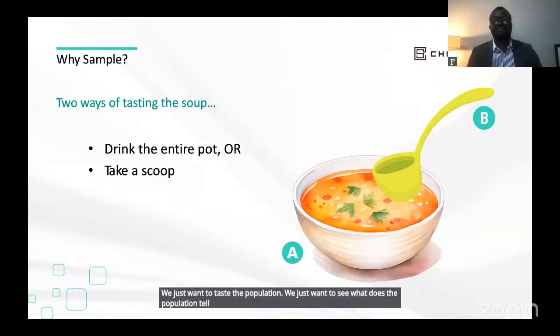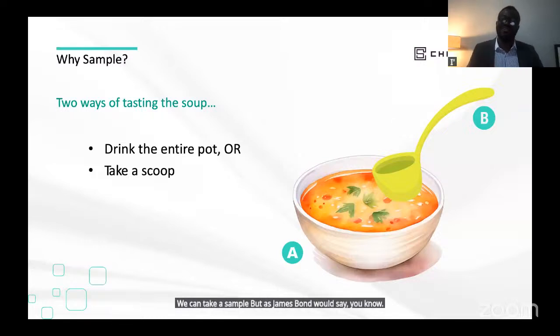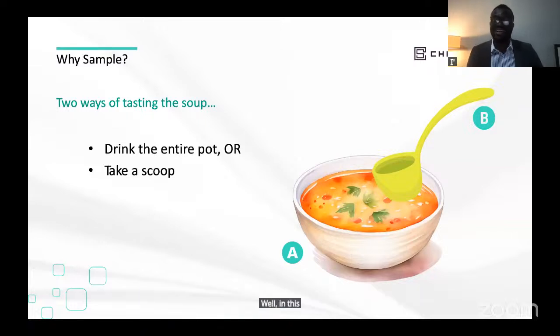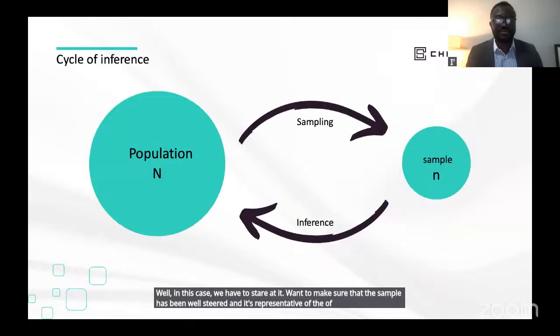So there's no need for us to go and sample all hundreds of millions of people living in country X just because we want to know the prevalence of whatever it is. We can take a sample, but as James Bond would say, shaken, not stirred. Well, in this case, we have to stir it. We want to make sure that the sample has been well stirred and is representative of the entire population.